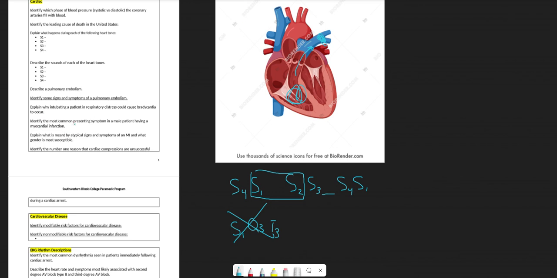Identify the most common presenting symptom in a male patient having a myocardial infarction. So I think this is probably just going to be chest pain. I think the key words here being male and common. Explain what is meant by atypical signs and symptoms of an MI and what gender is most susceptible. Atypical, it just means things other than chest pain and shortness of breath.